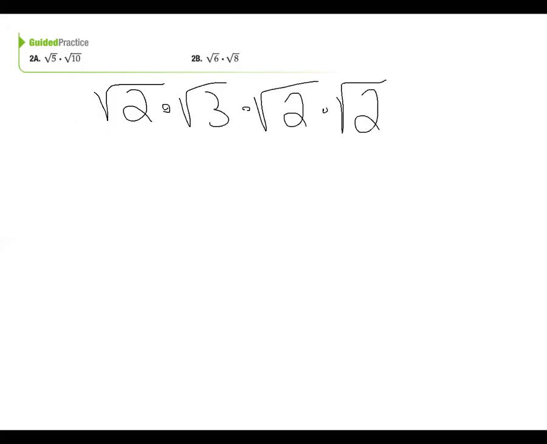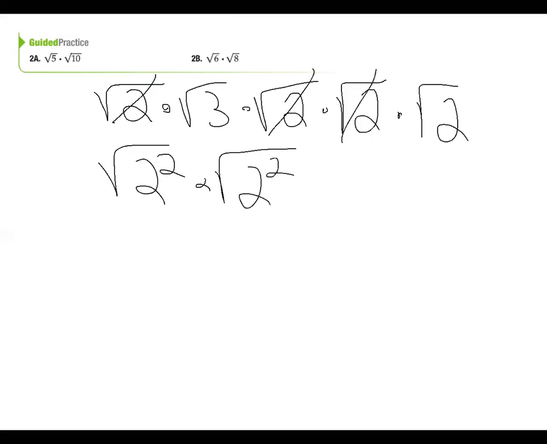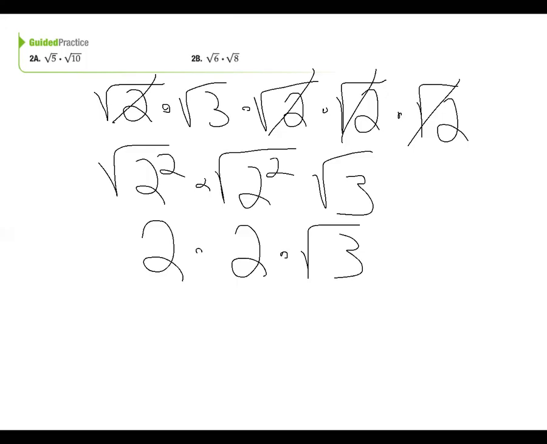Okay? All right, square root of 6 times square root of 8. So that would be square root of 2 times square root of 3 times square root of 2 times square root of 2 times square root of 2. And if I rearrange them, I would have square root of 2 squared, that takes care of those two, square root of 2 squared, that takes care of those two, and square root of 3, which gives you 2 times square root of 3. So you end up with 4 square root of 3.